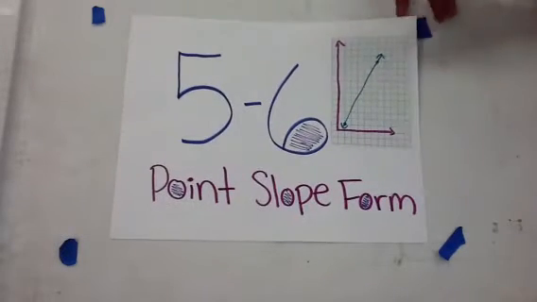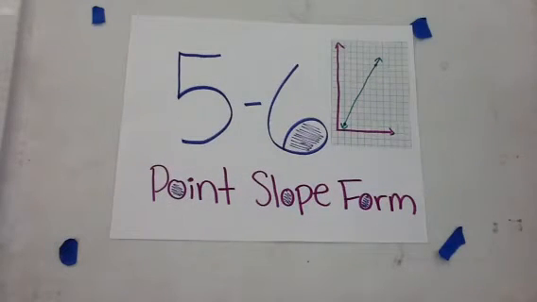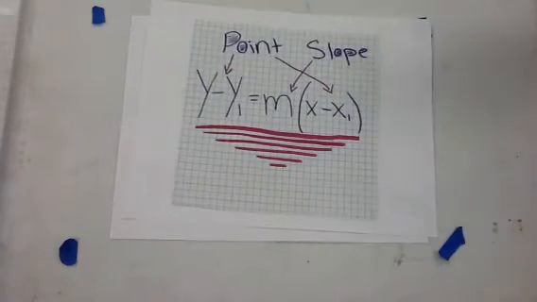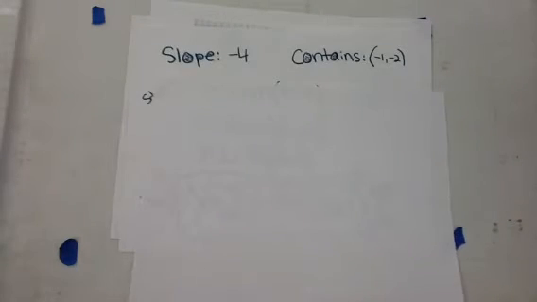This is going to be about lesson 5-6, point slope form. The point slope formula is, here's an example where the slope is -4 and the line contains the ordered pair -1 and -2.